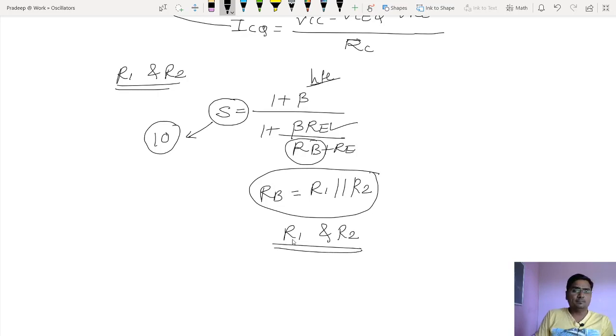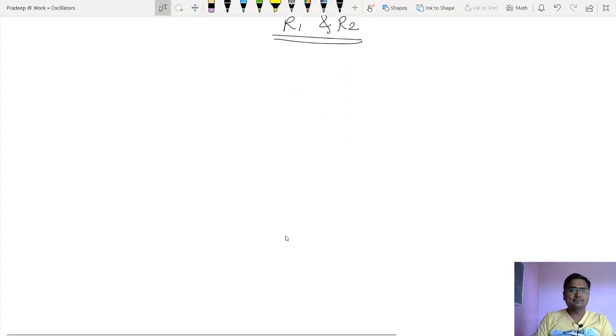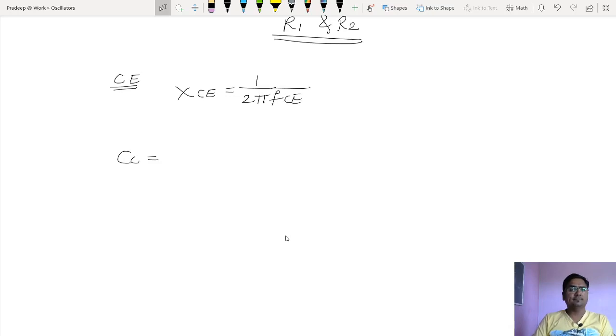You can take reference of the previous example or the previous semester. Even if you check, you will get the calculation process for R1 and R2. See, R1, R2, RC, RE, 4 resistors we have calculated. Now after that, the calculation for this CE and for this CC, that is the coupling capacitor. How do we calculate this CE? We write this equation: XC is equal to 1 divided by 2 pi F CE, which is equal to 10 percent of RE, and the things will be done.